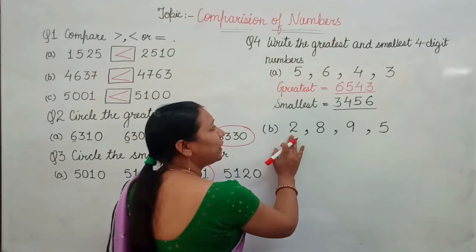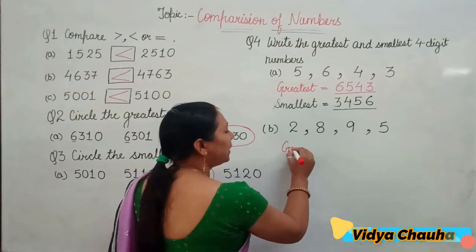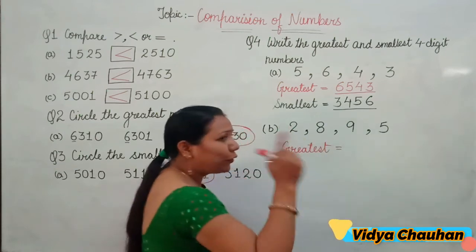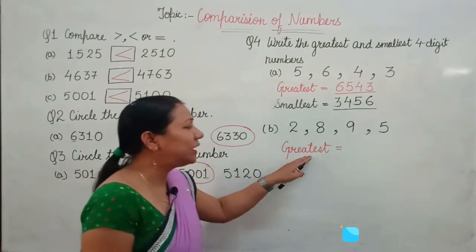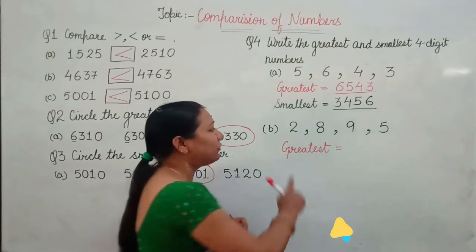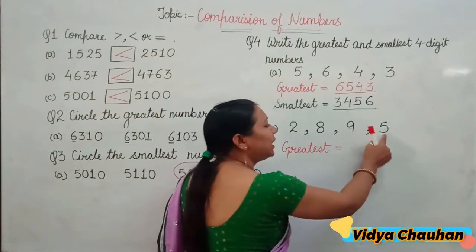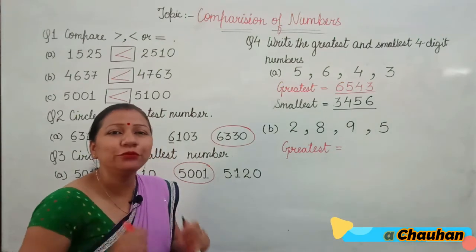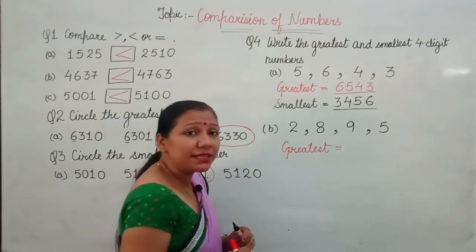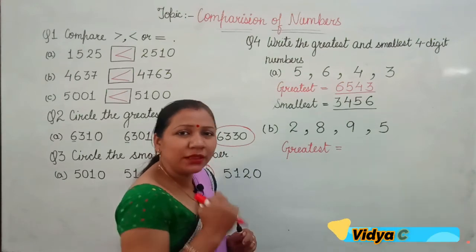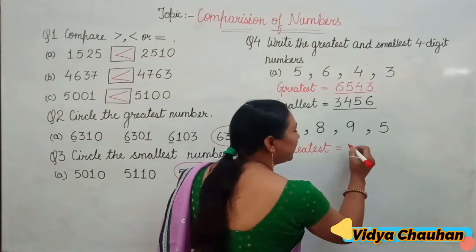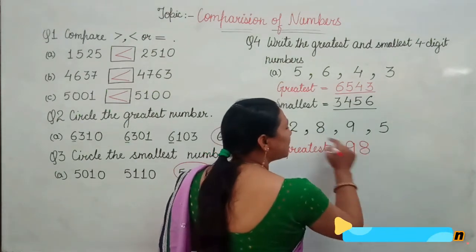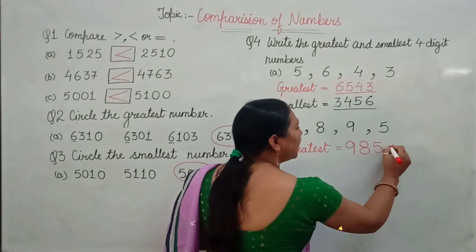Once again, you have to find the greatest number and the smallest number. Which type of number? 4-digit number. So we have to find the greatest 4-digit number using the given digits 2, 8, 9 and 5. These are the 4 digits given to you. So for finding the greatest number, we have to start with the greatest digit. Which is the greatest digit? 9. After 9, 8. Then 5 and 2.